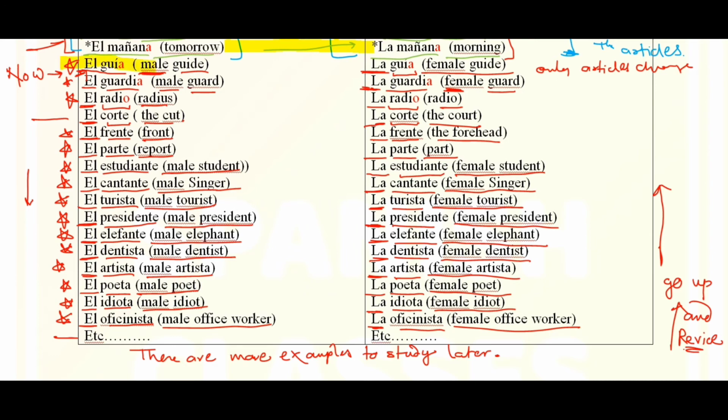First star is El Guia, male guide. La Guia, female guide. El Guardia, male guard. La Guardia, female guard. El Radio, radius. La Radio, radio.